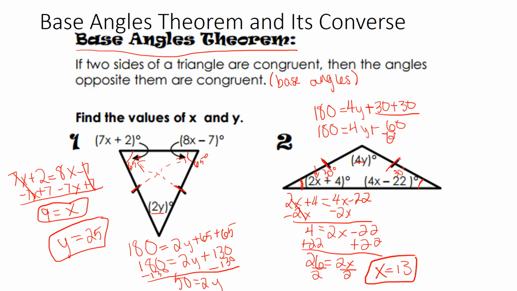If we subtract 60 from both sides, we get, I'm going to start writing all my math over here because I'm running out of room, 120 is equal to 4y. Divide by 4 on both sides, and we get y is equal to 30.